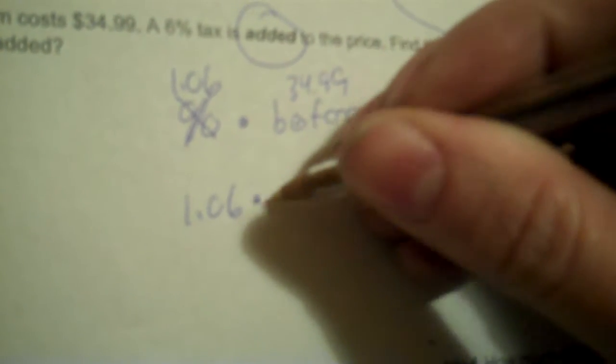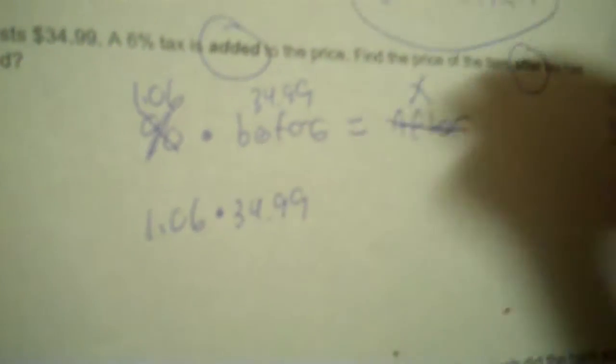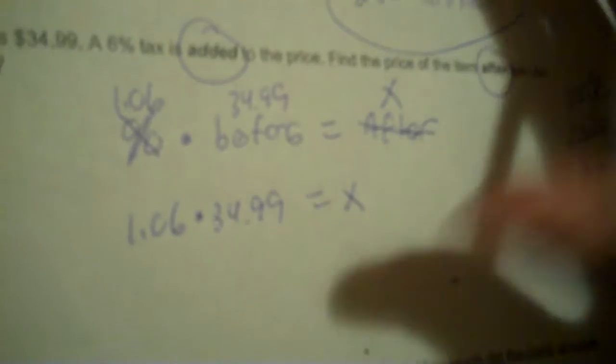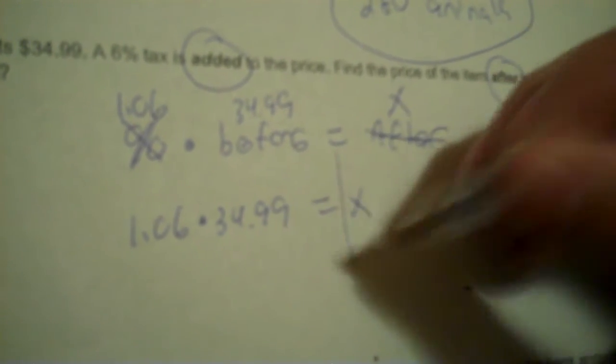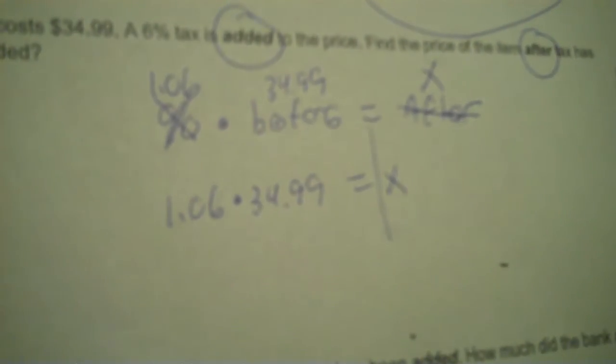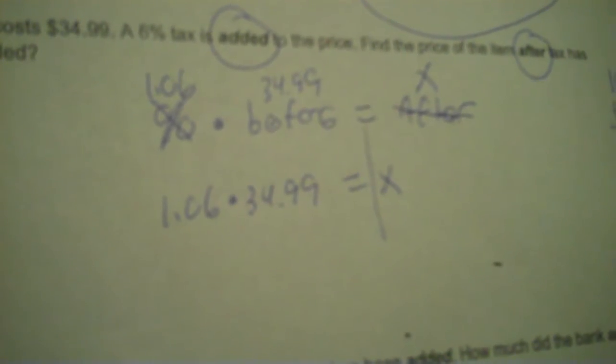Now in the bold it says after, okay? So that means we don't know the after. After's the x, and then the before amount's $34.99. So now the equation, you got 1.06 times $34.99 equals x. So x is here, it's all by itself, so I just go over here and figure out what 1.06 times $34.99 is, okay? You just perform that operation.